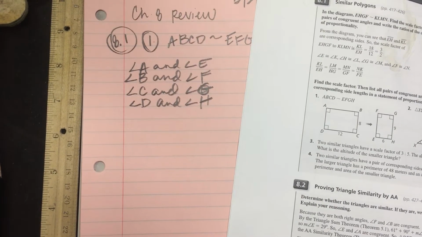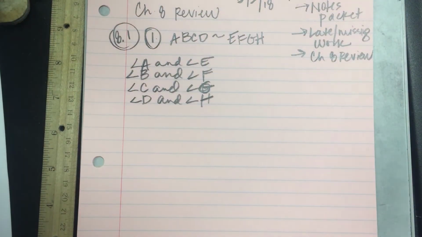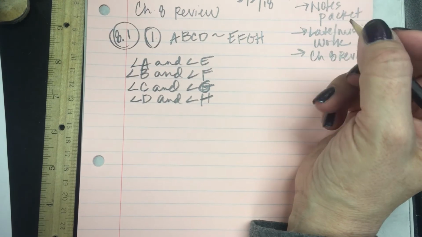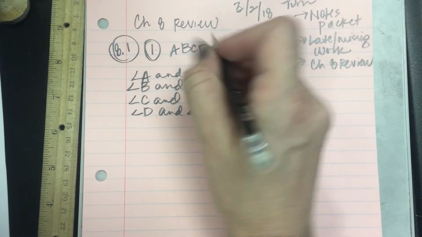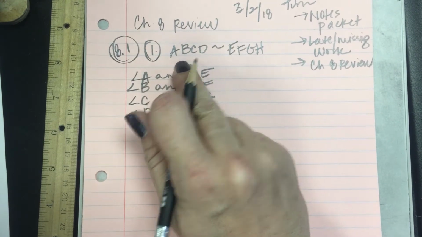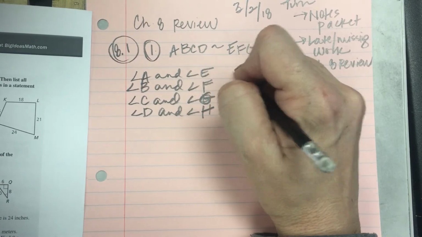There's a lot of things going on in the question. I haven't found the scale factor yet. I've got all the congruent angles. There's 3 things going on in this question. Write the ratios of corresponding side lengths in a statement of proportionality. Well, I'm going to do that by the names here as well. And while I do it, I'm just going to code my picture.